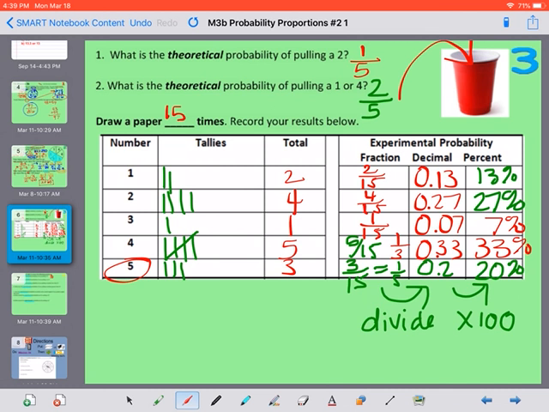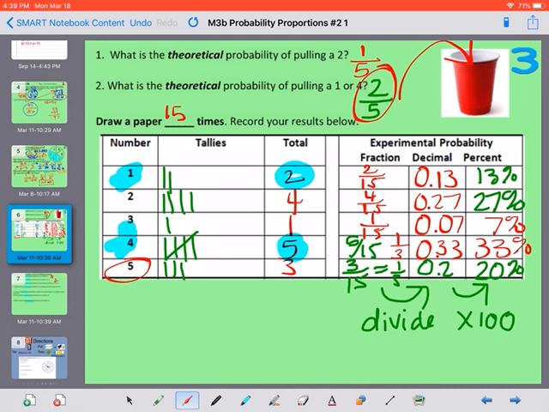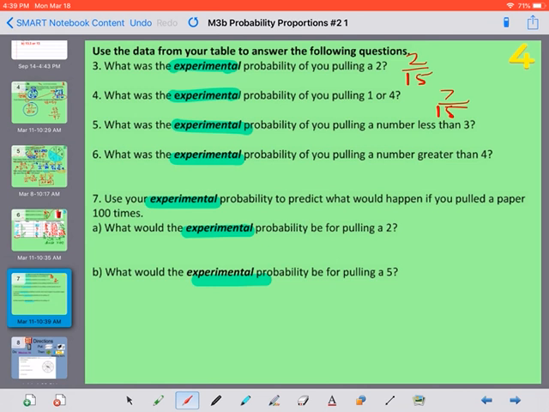They're asking the same thing, pulling a 1 or a 4. Right there was a total of 2 and 5 is 7 times. So 7 out of 15. In theory, we should have gotten 2 out of 5. We could compare our percents if we wanted to. What was the experimental probability of you pulling a number less than 3? So not including 3, less than 3 was the 2 and the 1. So 4 plus 2 is 6 out of 15. And we can simplify that because these are both divisible by 3. And we get 2 out of 5.